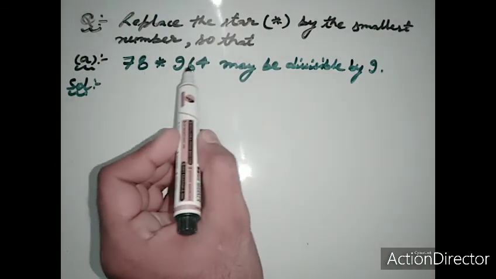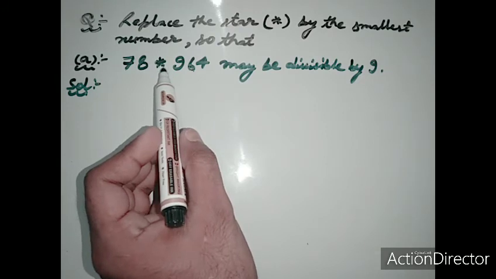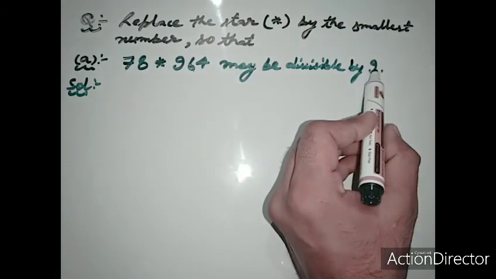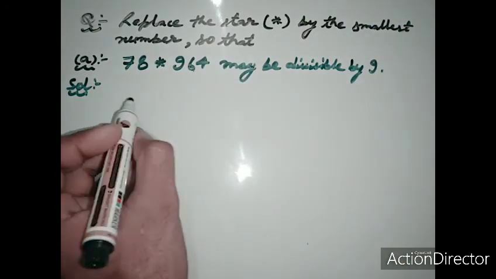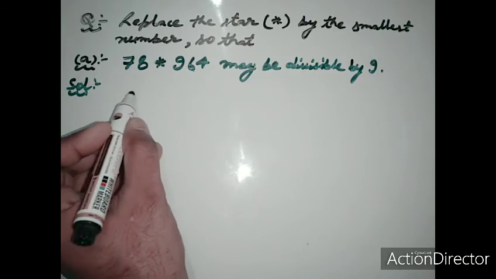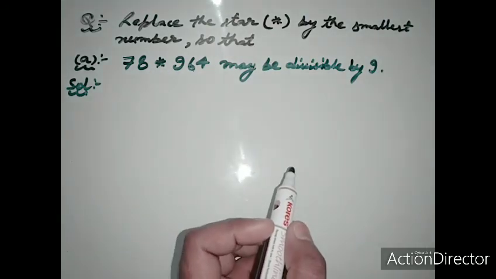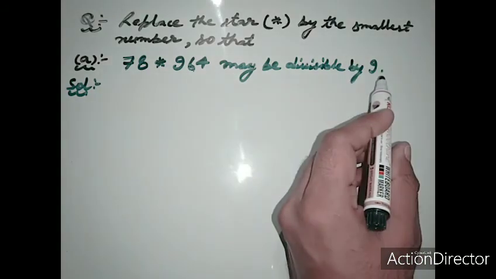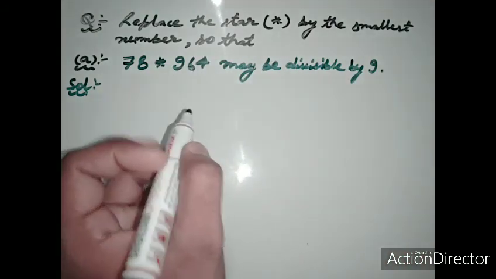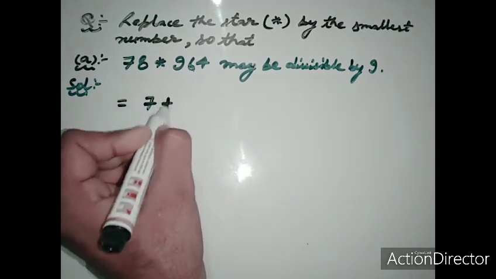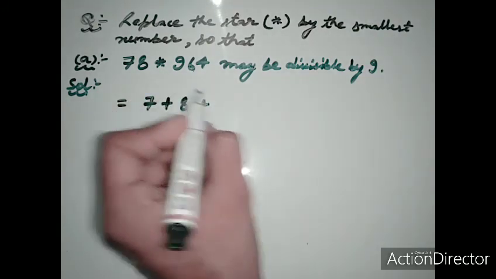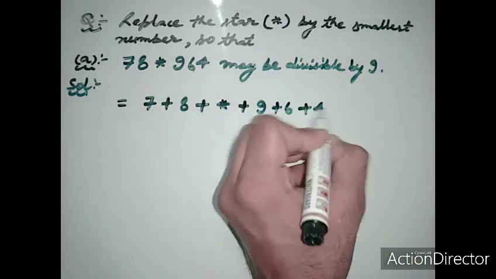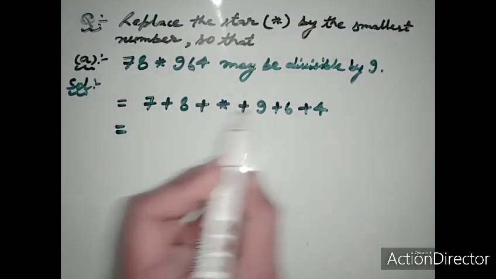Dear students, if we fill any digit here which makes this number divisible by 9, right? So what we do here first, because the divisibility rule of 9 says that if the sum of all digits is divisible by 9, then the number is divisible by 9. So first we add all these digits, and in the place of the star we write star as it is. 9 plus 6 plus 4. Now we add all these digits here.